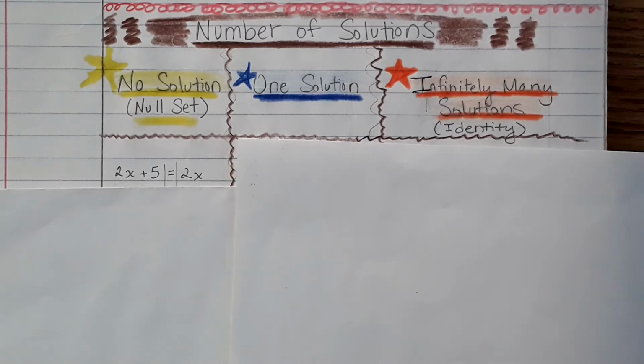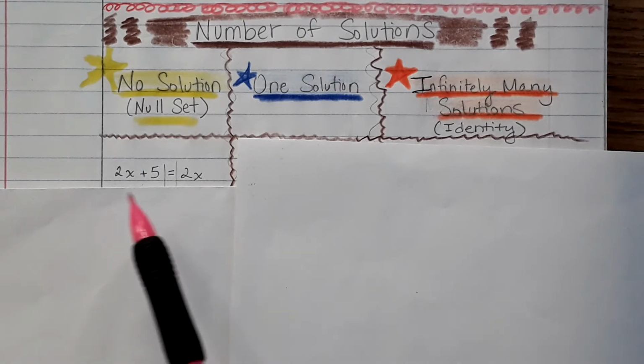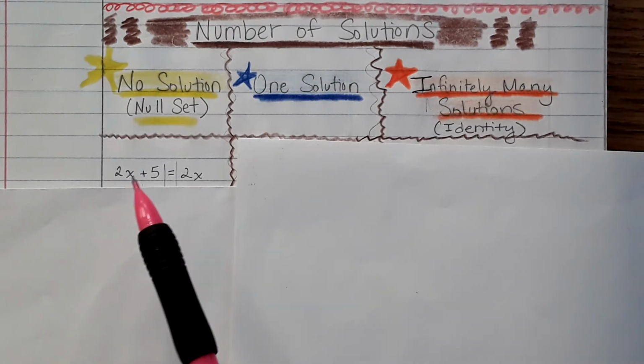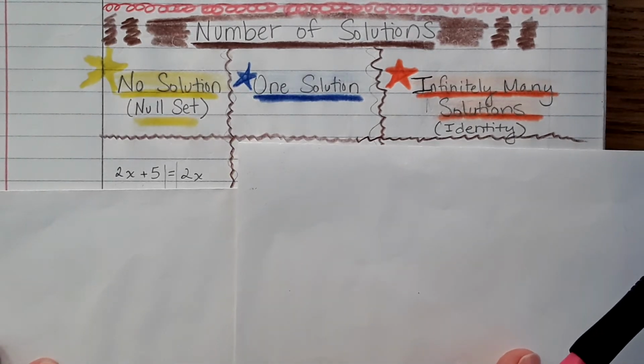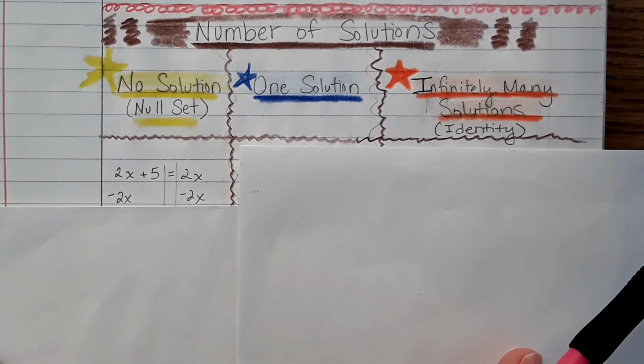Here is an example of an equation with no solution. 2x plus 5 equals 2x. Step 1, distribute. I don't have anything to do, so step 2, combine like terms. I cannot combine like terms because remember, you're only looking on the same side of the equation, and these are not like terms, not the same variable raised to the same power. Step 3, get the variable on one side. I'm going to get rid of the 2x. It's a positive 2x, so the inverse is to subtract 2x.